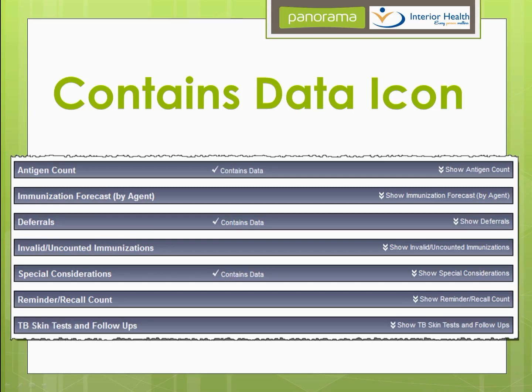Contains Data icon. The Contains Data icon appears to let you know there is content within a screen section that has been collapsed. On Next-Gen screens, only a check mark will show, with the words Contains Data only being present in the classic view. Clicking on the Show arrows will display the content for that subsection.